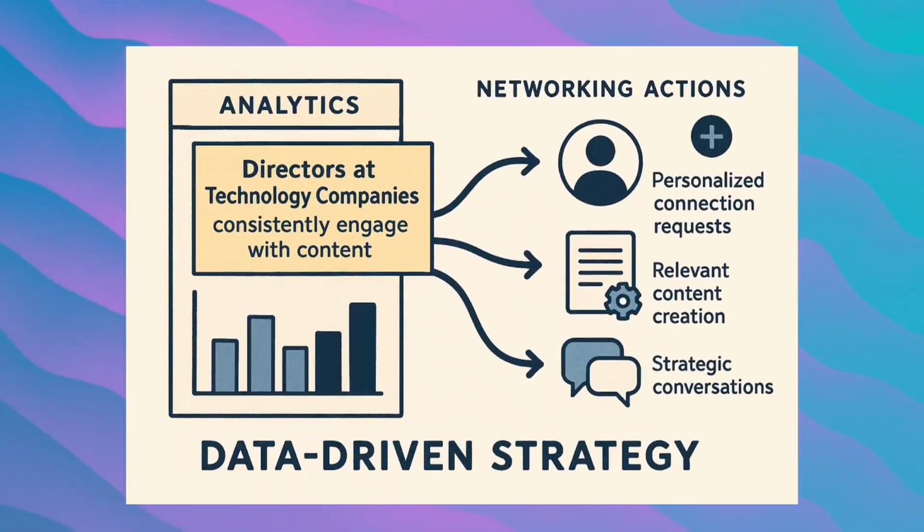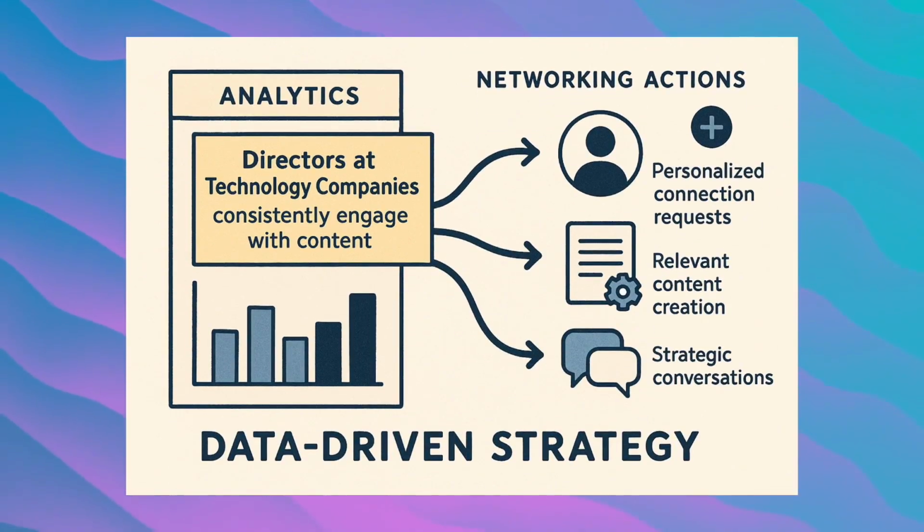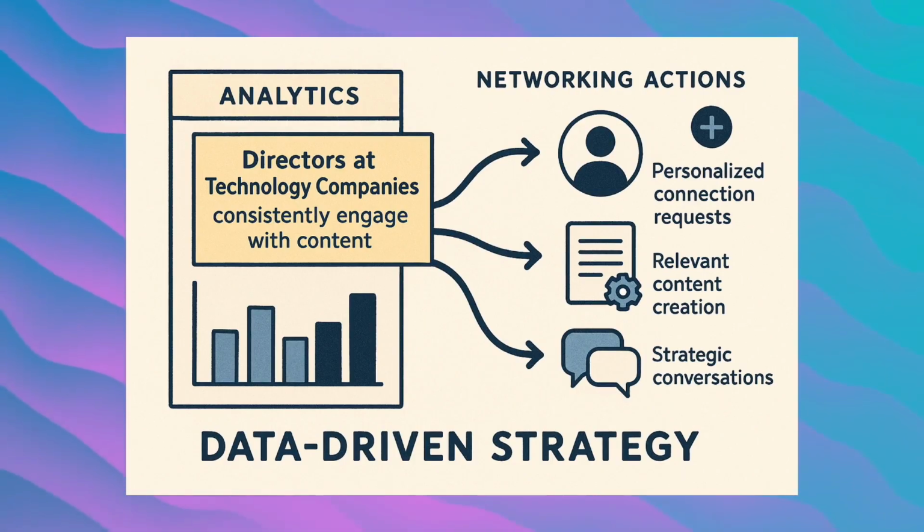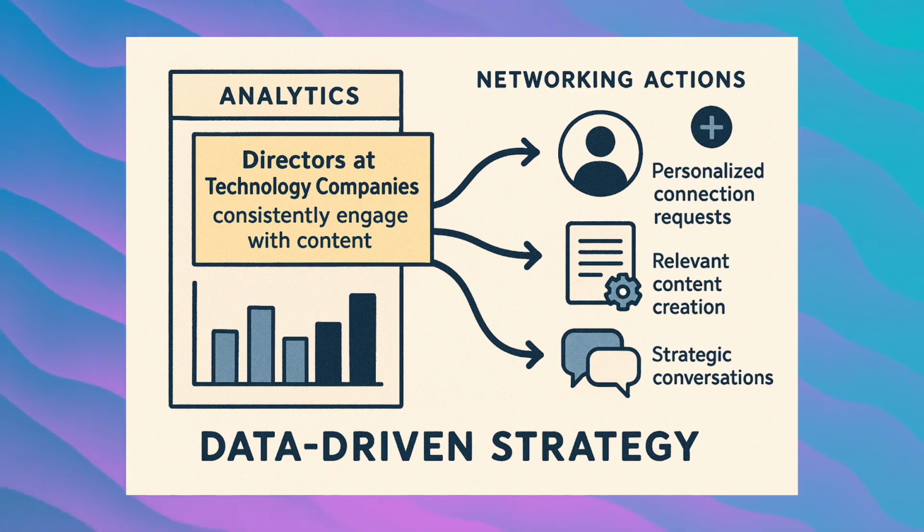You can also track the trends over time. Are you reaching more senior level people? Are you building an audience in specific industries? Are certain types of content consistently outperforming others? But here's the advanced move. Use analytics to inform your networking strategy. If you see that directors at technology companies consistently engage with your content, those are people you should consider reaching out to directly.